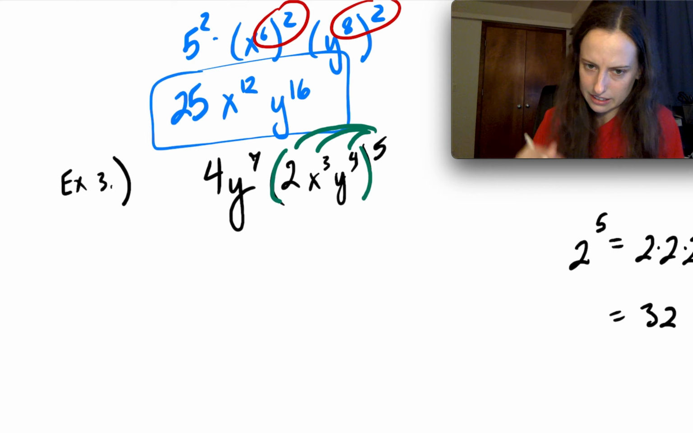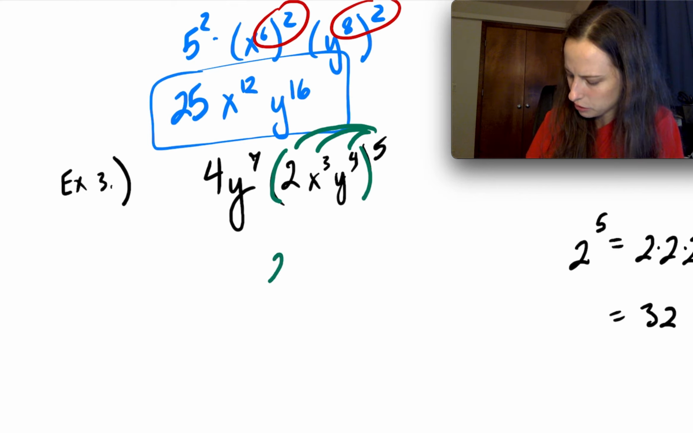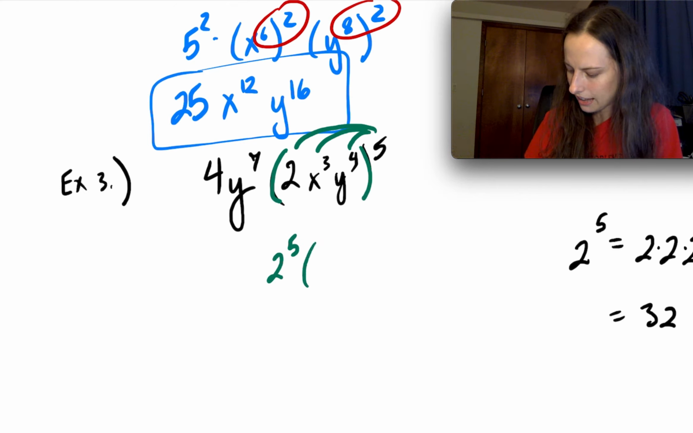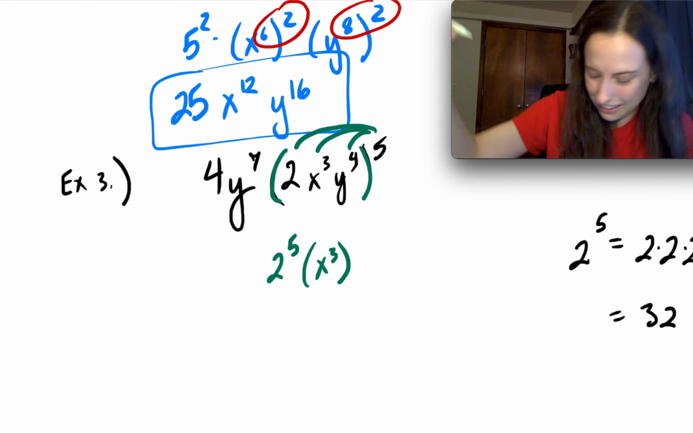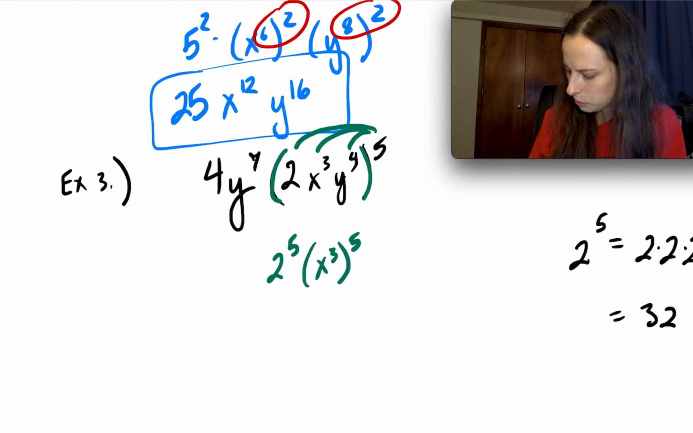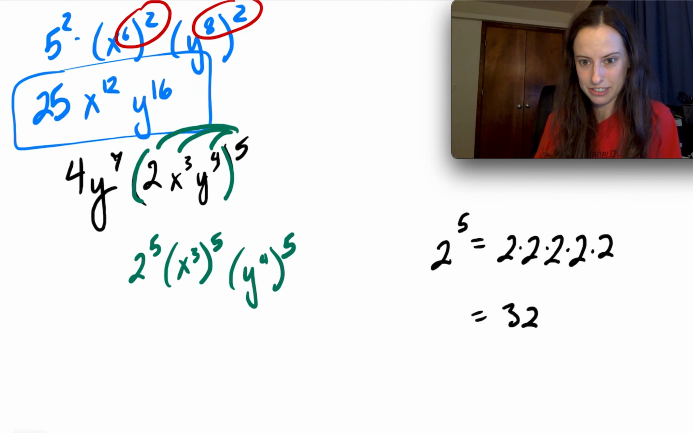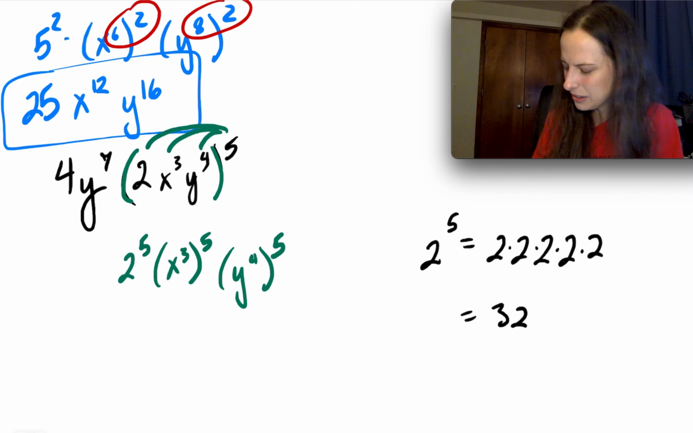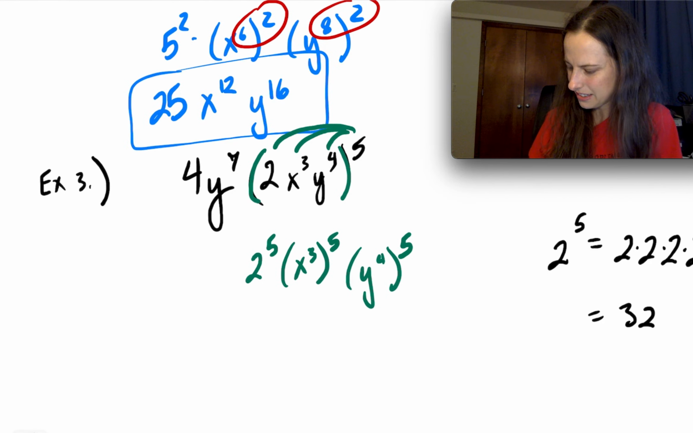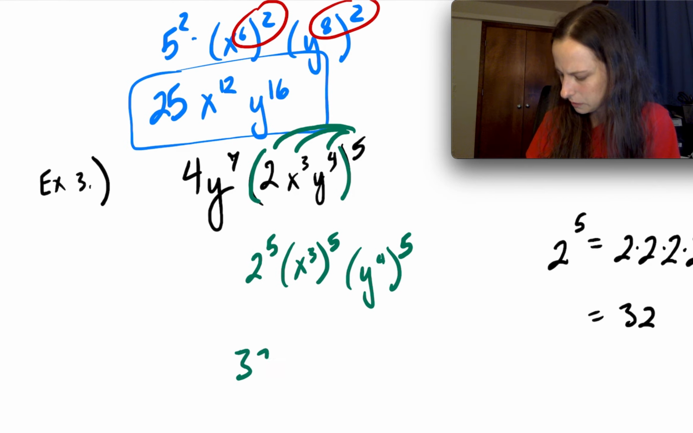So we could do the same kind of thing that we did before. We have 2 to the 5th, we have x to the 3rd to the 5th, and we have y to the 4th to the 5th. So it distributed to each of those 3 things, and now we can simplify. So 2 to the 5th, if you look over to the side here, that is 32, because it's 2 times itself 5 times. So that's a 32.